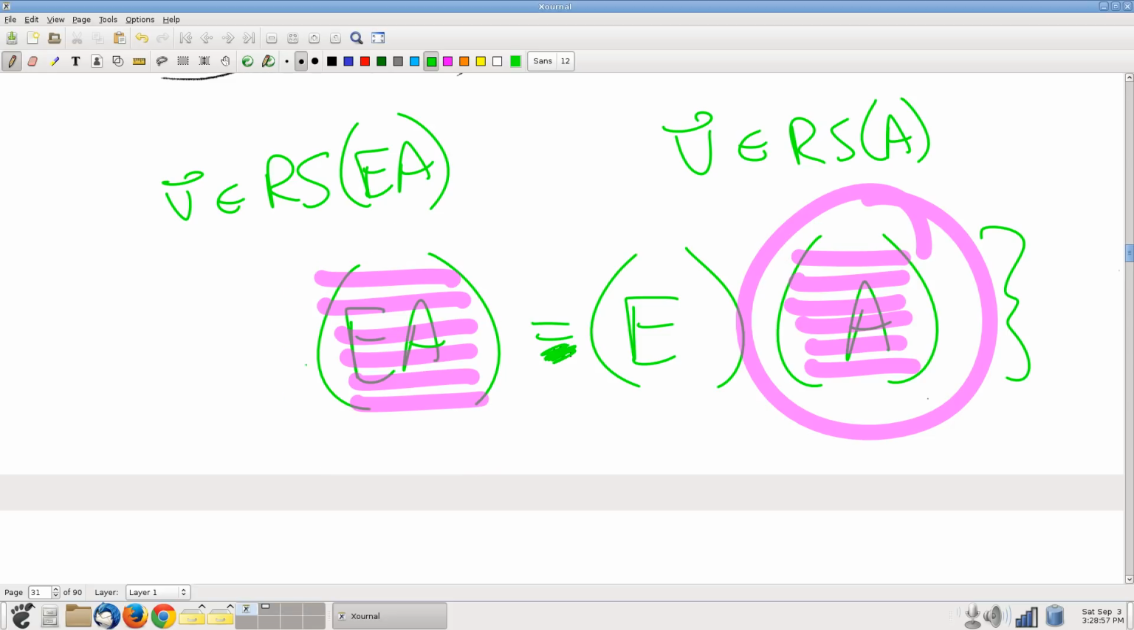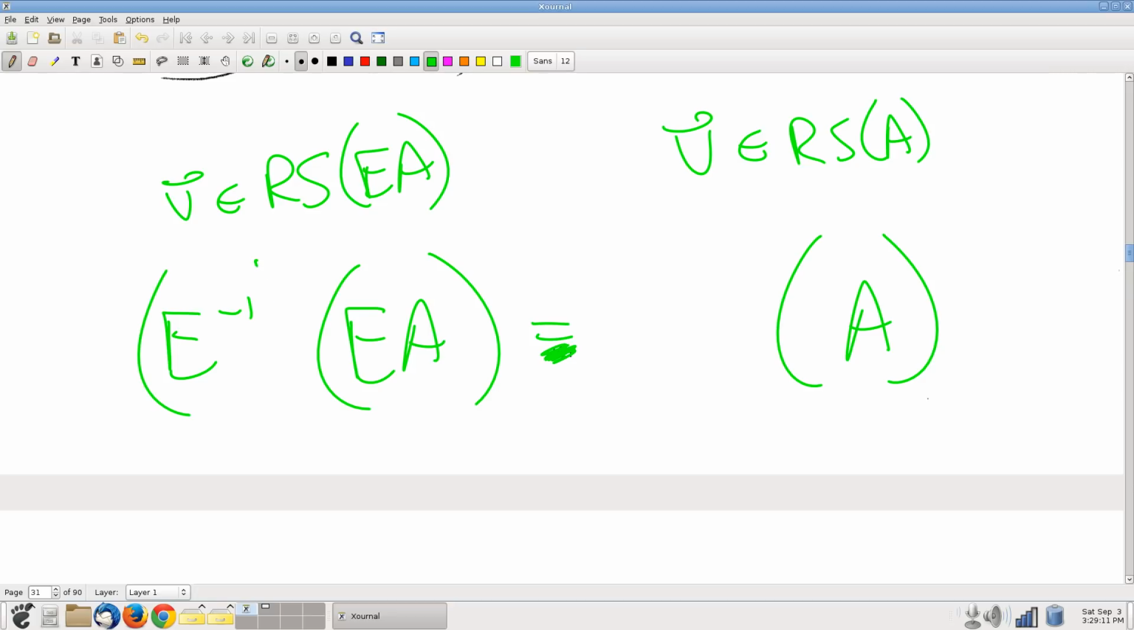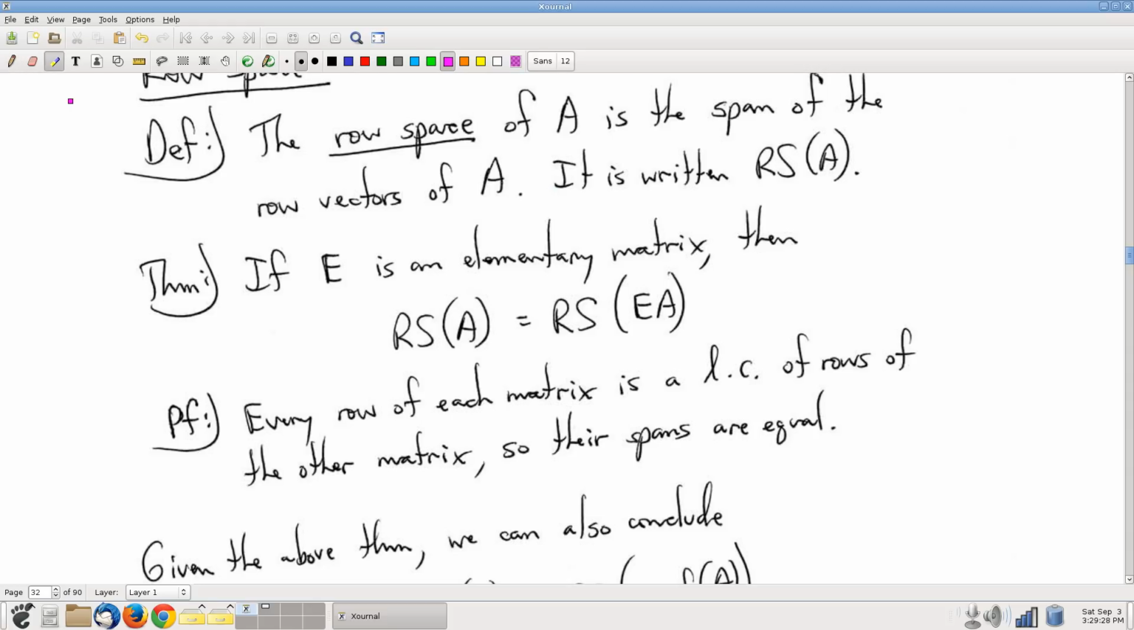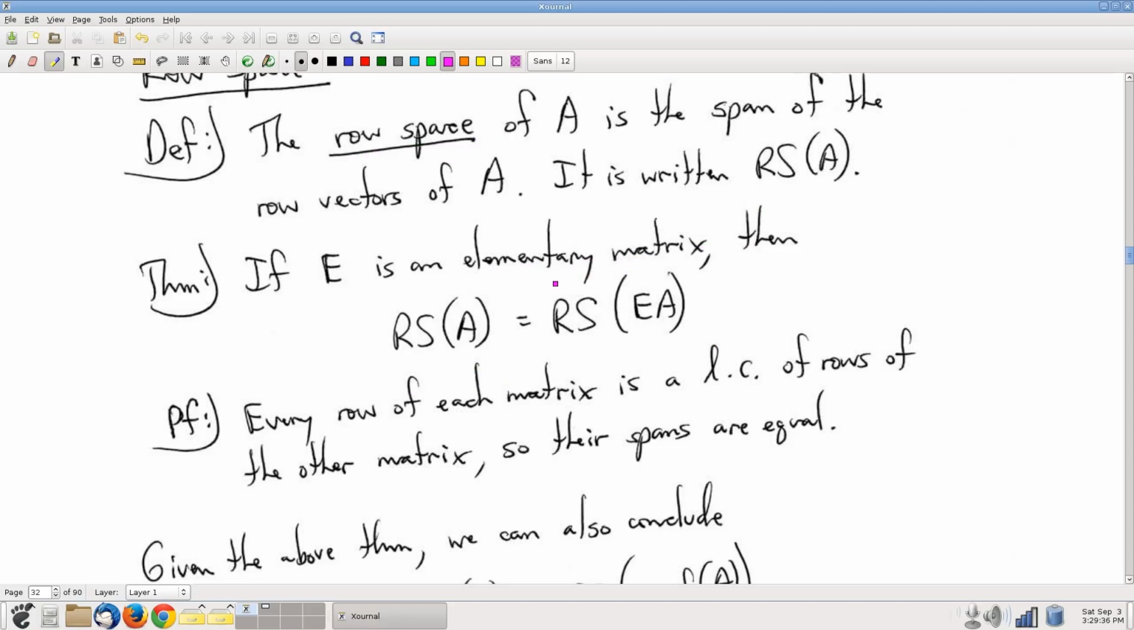You can turn this argument around backwards to show that the inclusion goes the other way by making the observation that A is E inverse times EA, and the argument then turns around in the other way. Previously we showed this, and now looking at this other way, it will show that. And that'd be a good exercise for students to fill in the blanks. Okay. All right, so amazing result, and that even though that this row space thing is defined in kind of a weird way, it has this remarkable property that it's preserved by elementary matrices.